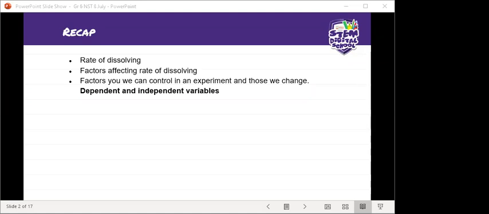Brilliant, guys. So the dependent variable is found on the vertical axis. Okay. So very well done. And now we can obviously say that the independent variable would be found on the horizontal axis. Okay.